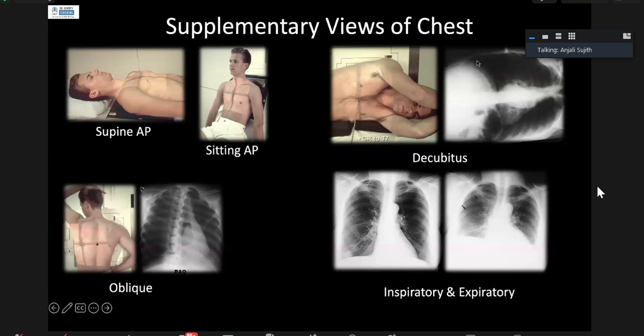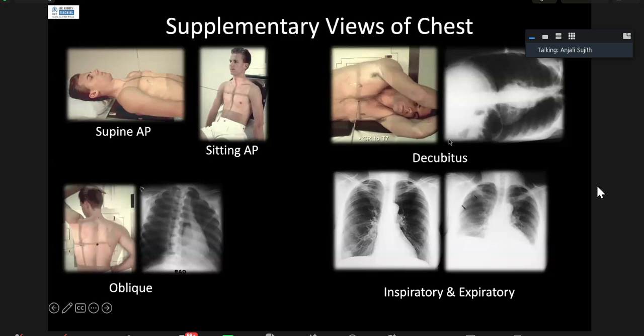So you lie down with the abnormal or suspected side up, and you take an X-ray. If there is a small pneumothorax, the air would go up to the most non-gravity dependent part, and you can see the lung would have fallen down a little bit. So these are all special instances.